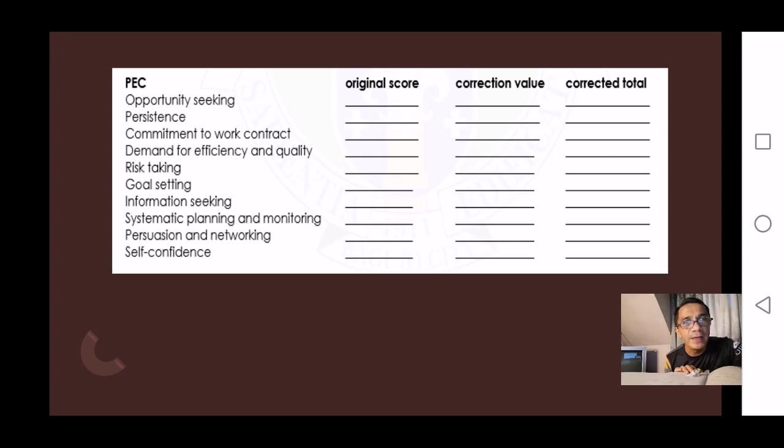So, again, write down your original score based from yung sagot nyo dun sa 55 questions kanina. Yung correction value, pare-pareho lang yung papasok dito sa correction value. Hindi magbabago ito. Kasi kung yung sa correction value mo, ang lumabas 7, puro 7. Pag ang lumabas dun sa correction value mo, 0, puro 0 lang ilalagay mo dyan. So, original score minus correction value, that will now give you your corrected total. Okay.